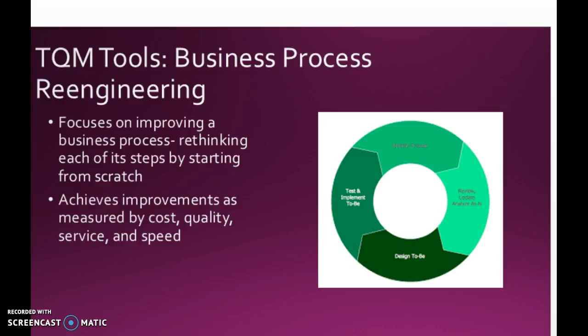The final TQM tool that we will discuss here is Business Process Reengineering. Business Process Reengineering focuses on improving a business's process, rethinking each of its steps by starting from scratch. Reengineering is the fundamental rethinking and radical redesign of business processes to achieve dramatic improvements as measured by cost, quality, service, and speed.